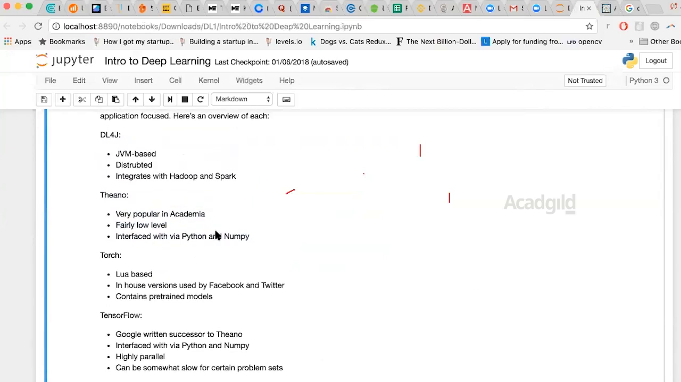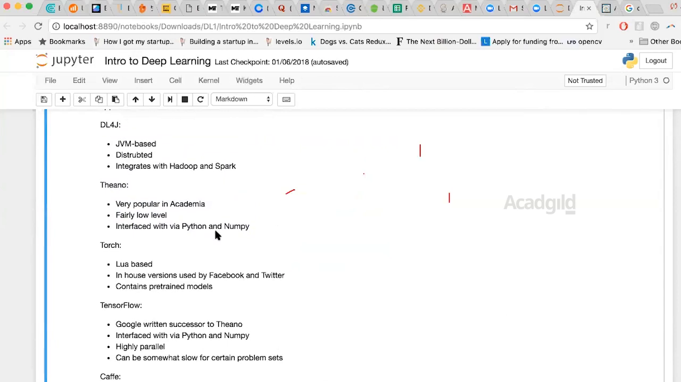DL4J is JVM based, that's Java Virtual Machine. I have not used it. It's hardly used. Torch is very popular right now. It used to be less popular, but it's rapidly picking up simply because Facebook and Twitter have been using it. And as you know, whatever Facebook uses, it sort of imposes on everybody else.